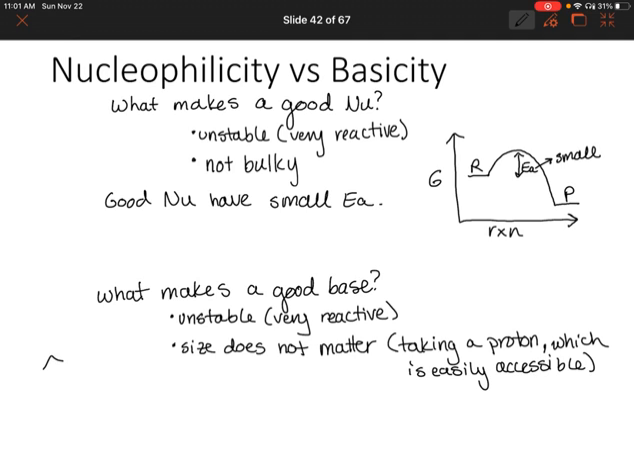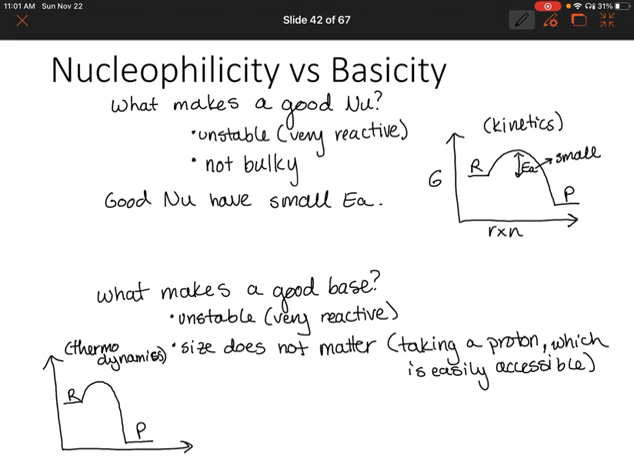So remember, for bases, we care more about the stability of the product or the thermodynamics, right? So remember, up above with nucleophiles, we care about kinetics, or the rate of the reaction. But with bases, we care about the thermodynamics. So we want the difference between the reactants and the products to be quite large. So we want delta G to be very large and negative so that it's spontaneous. Okay.